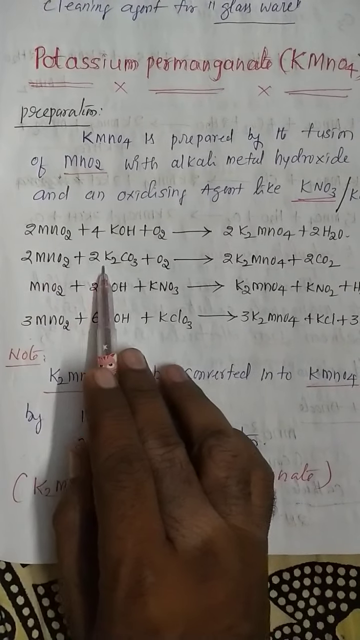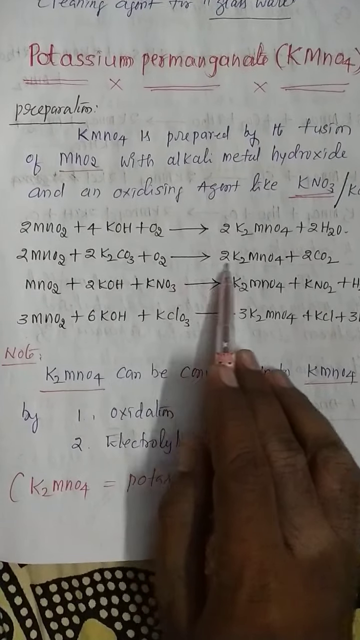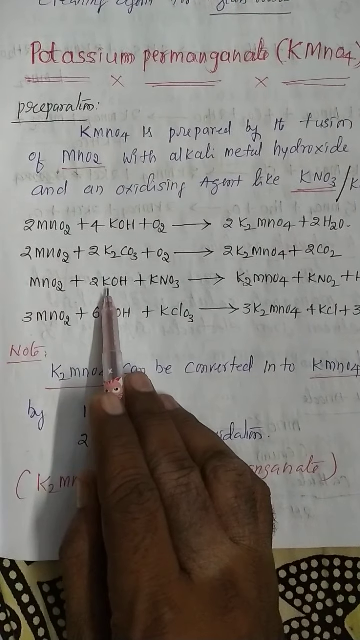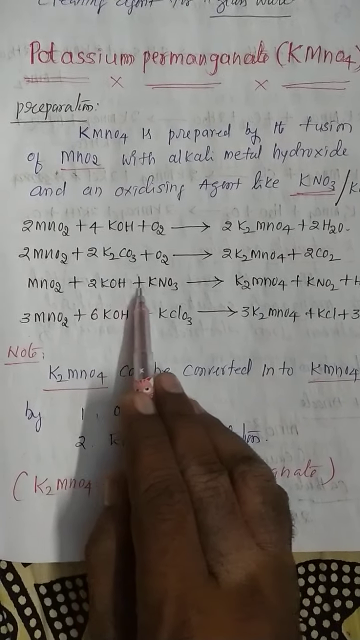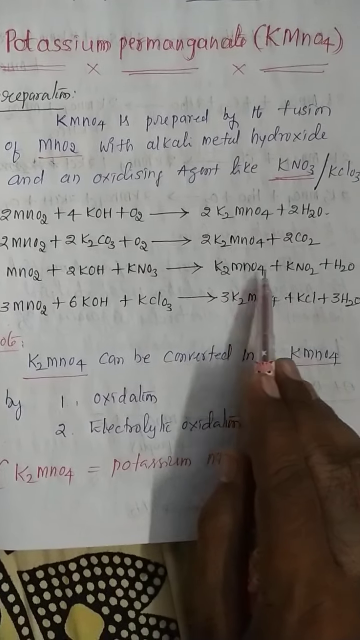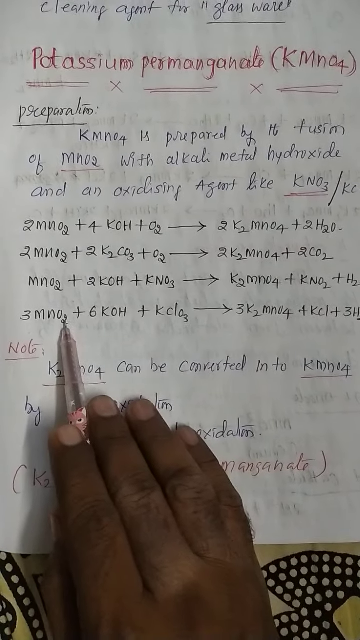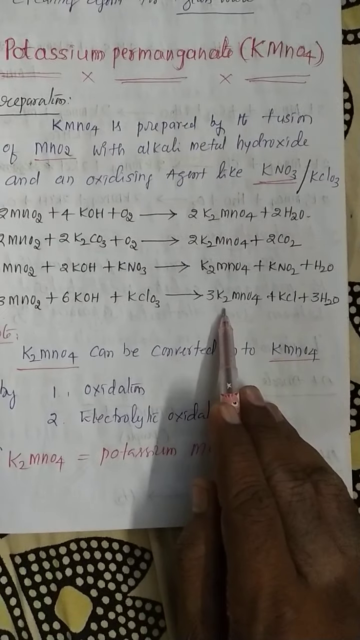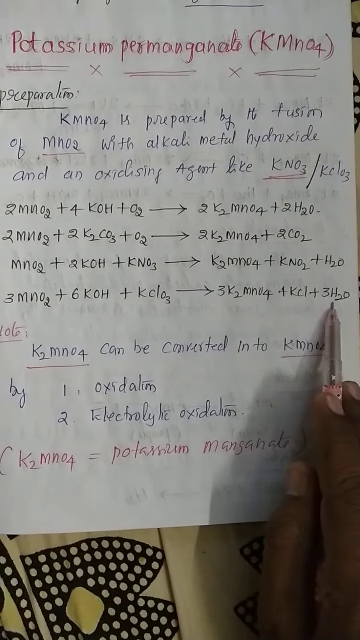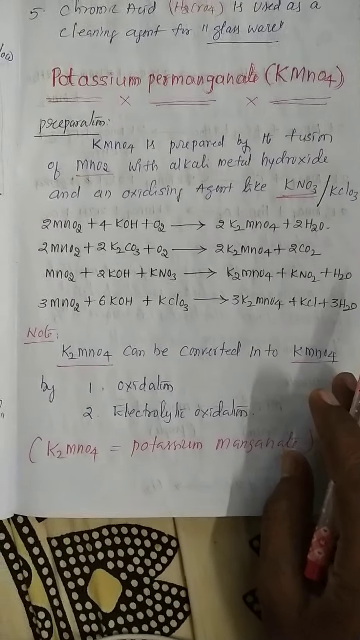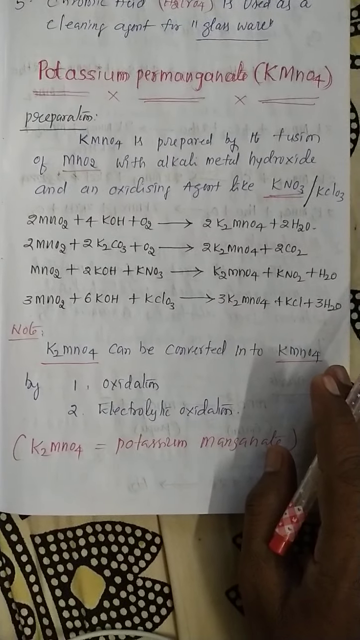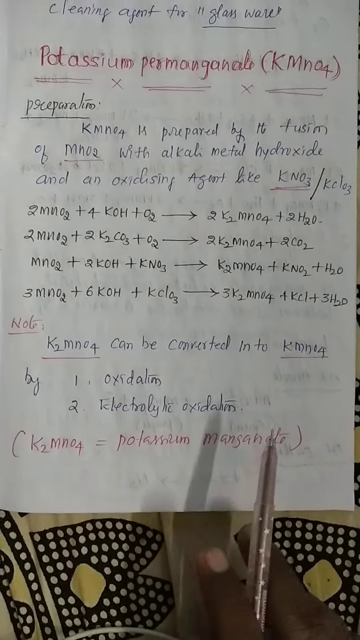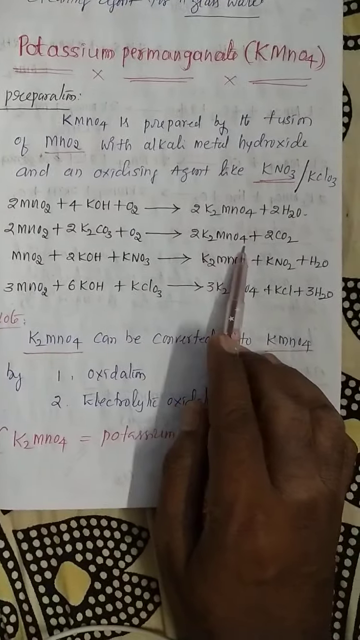See, MnO2 plus K2CO3 plus O2 gives potassium manganate and carbon dioxide. MnO2 is reacted with potassium hydroxide and KNO3, and potassium manganate is formed. And 3MnO2 plus 6KOH plus KClO3 gives K2MnO4 plus KCl plus 3H2O. So, in the first step of the preparation of potassium permanganate, the initial product is potassium manganate.